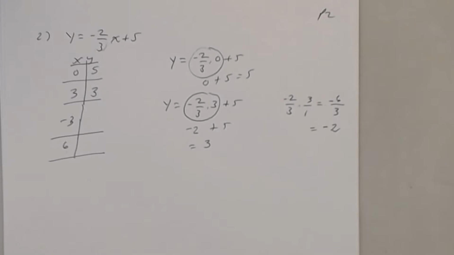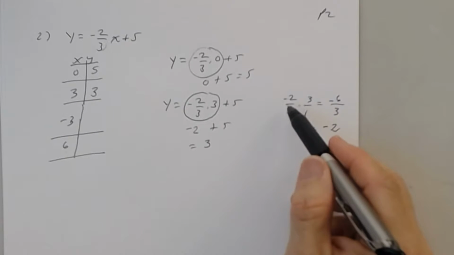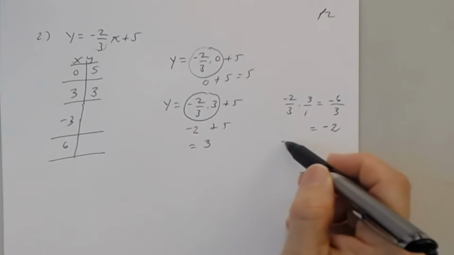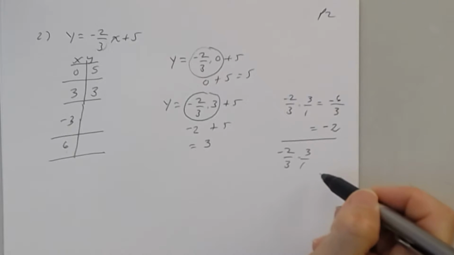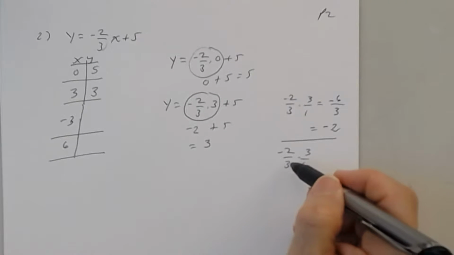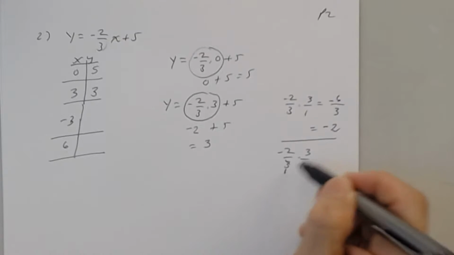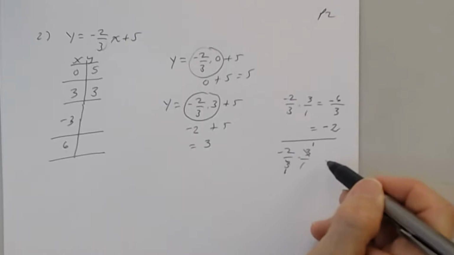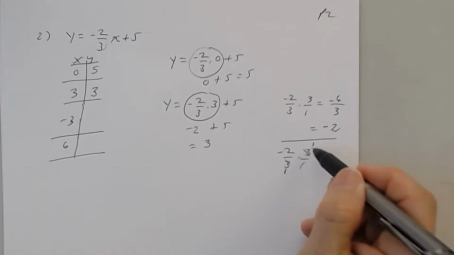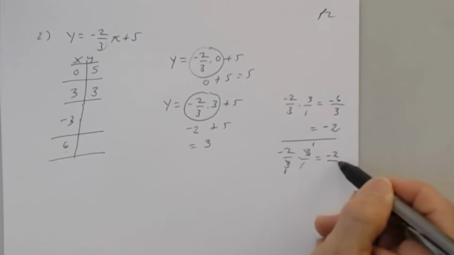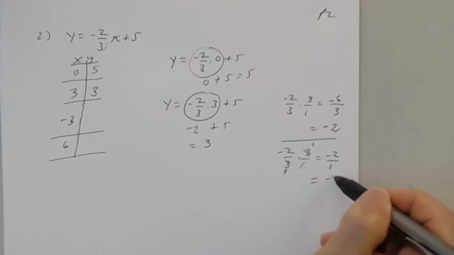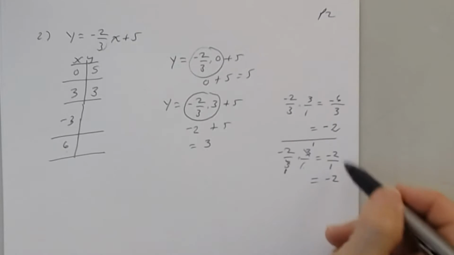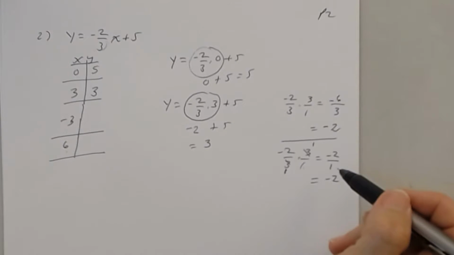Now remember though, you could have reduced first. What I did was multiply first and then reduce. You could have reduced first. 3 into 3 is 1. 3 into 3 is 1. Negative 2 times 1 is negative 2. 1 times 1 is 1. Reduce, and you get negative 2. So it doesn't matter which approach you use, you get the same value.